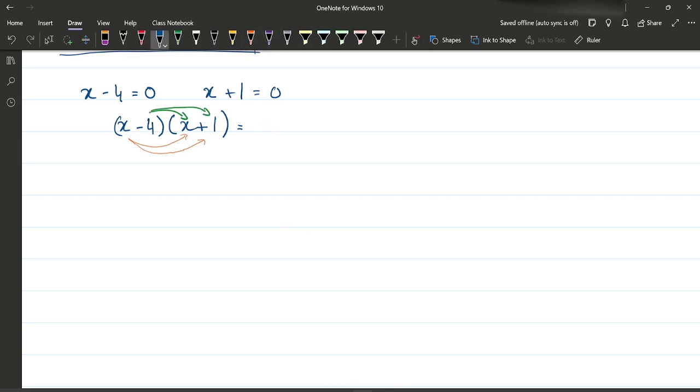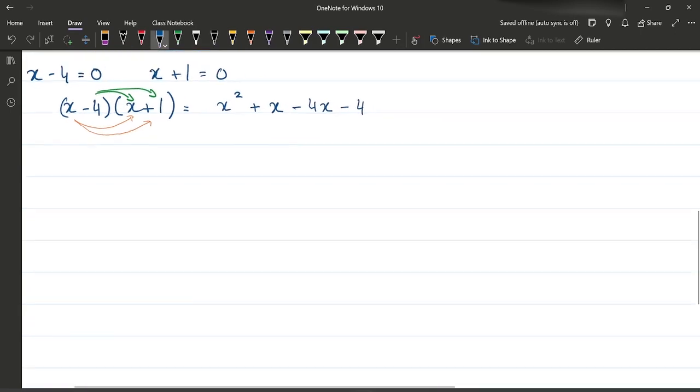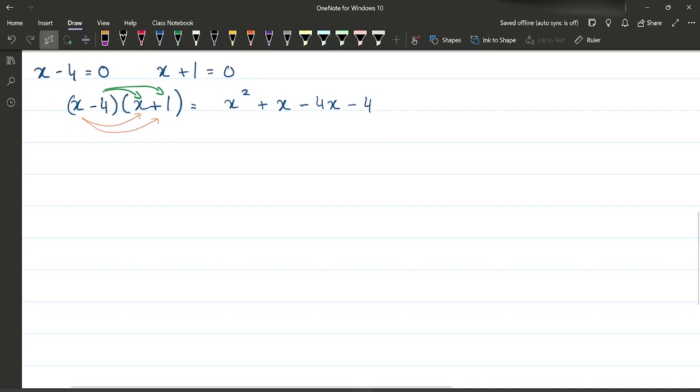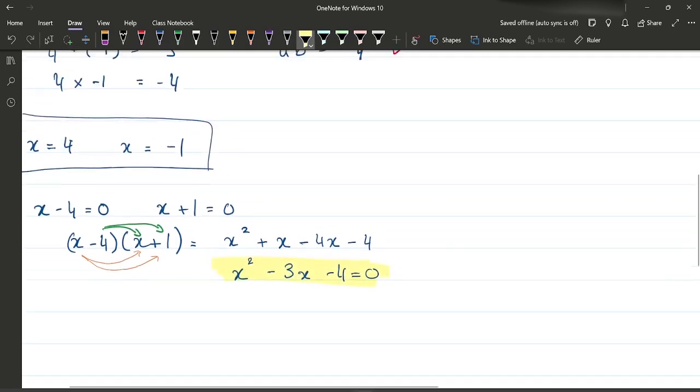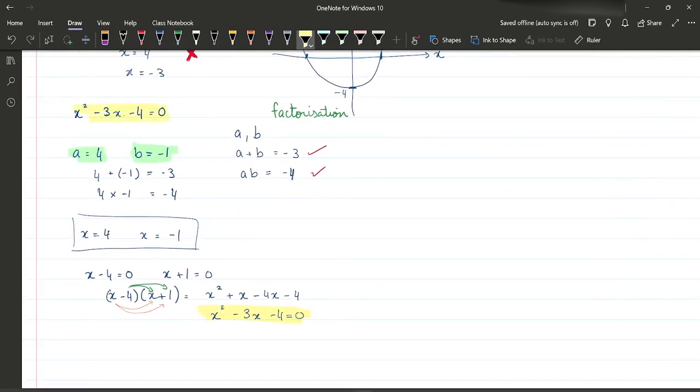So what we're going to do here is x times x is x squared, x times 1 is x, minus 4 times x is minus 4x, and minus 4 times 1 is minus 4. Great. So all we have to do next is simplify, which is x squared minus 3x minus 4 equals 0. So we have gotten our original equation back here. As you can see, they're both the same.